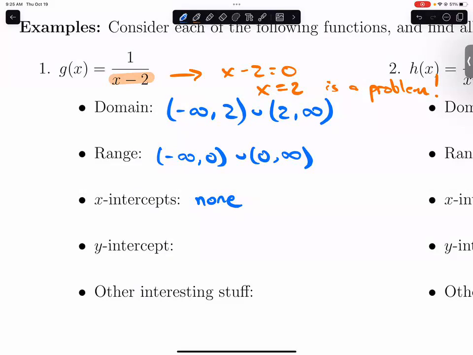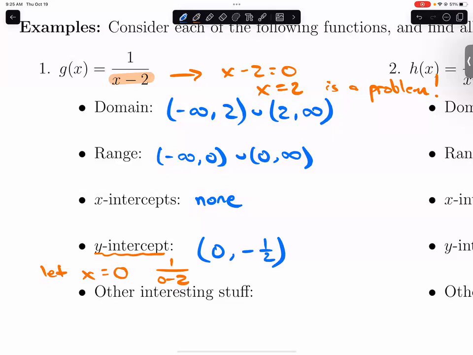Is there a y-intercept? Yes, it's 0.5 because that's going to be 1. Well, it's actually negative. How do you find a y-intercept? You let x be 0. If you plug 0 in, you get 1 over 0 minus 2. So the y-intercept is 0, negative 1/2.